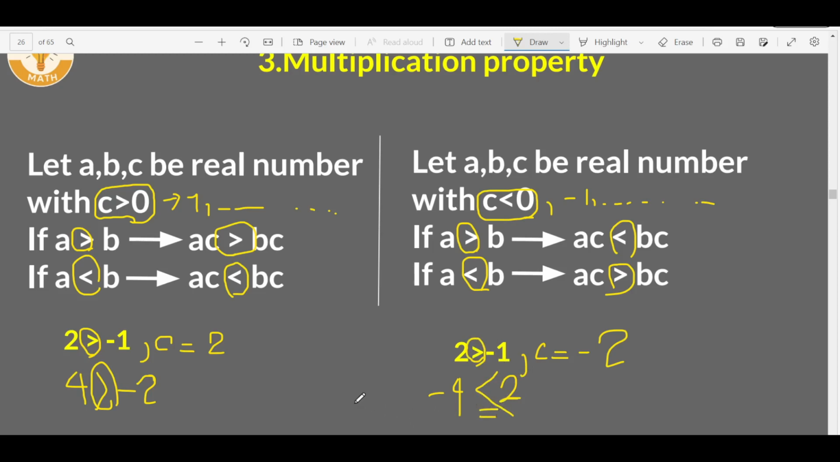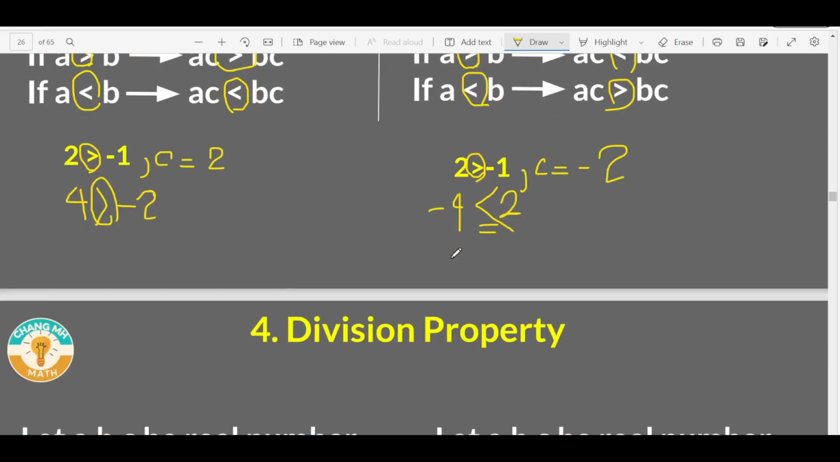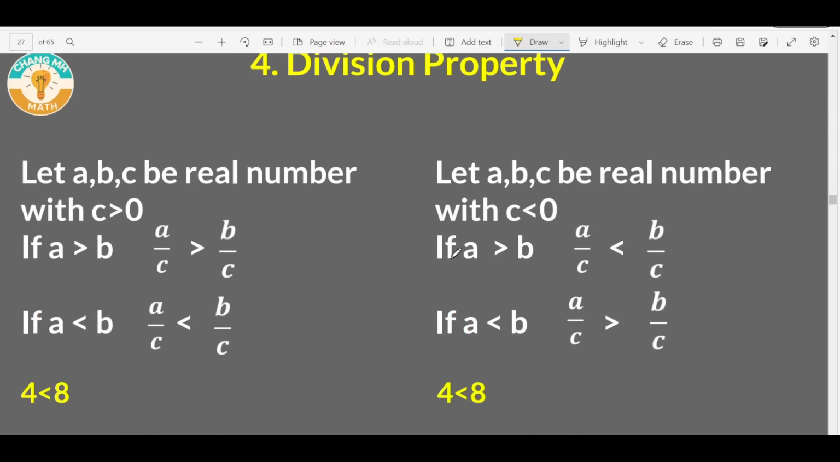So what you need to remember is when you multiply with a minus number, the sign will change. Greater than will change to less than, and less than will change to greater than. So this is all you need to know about multiplication property. And division property is also the same. There are also two situations here: c greater than 0 and c less than 0.